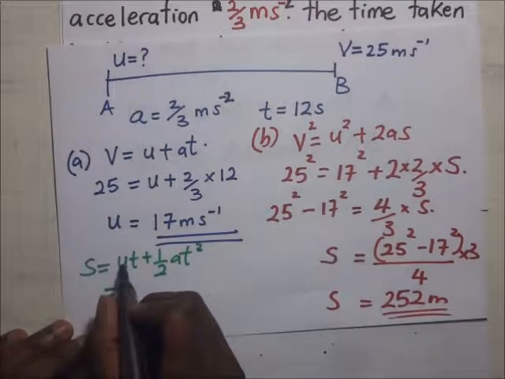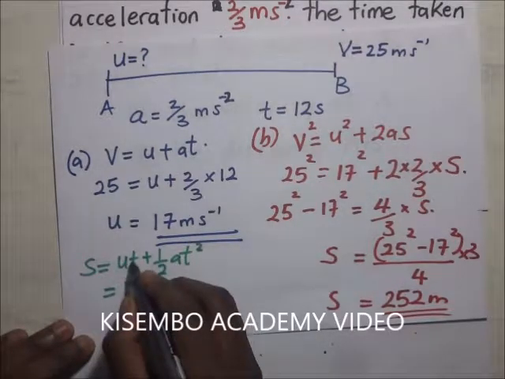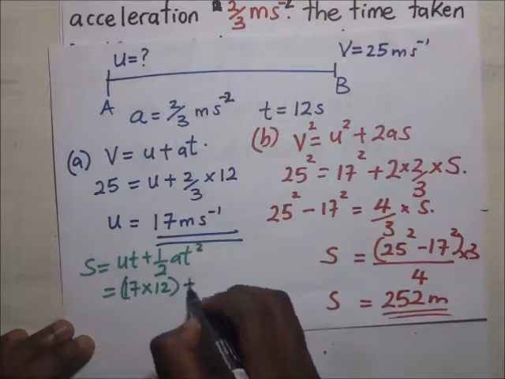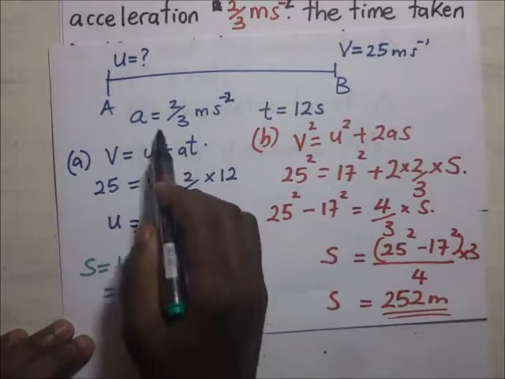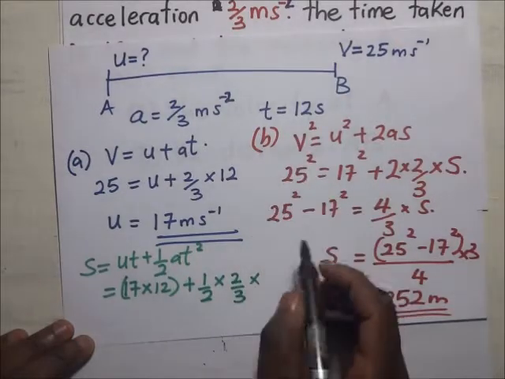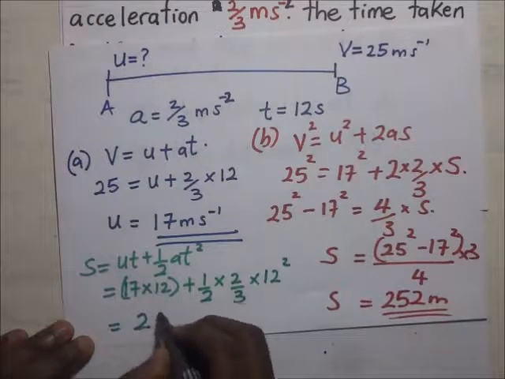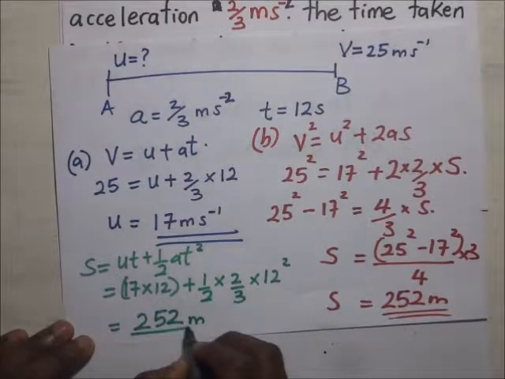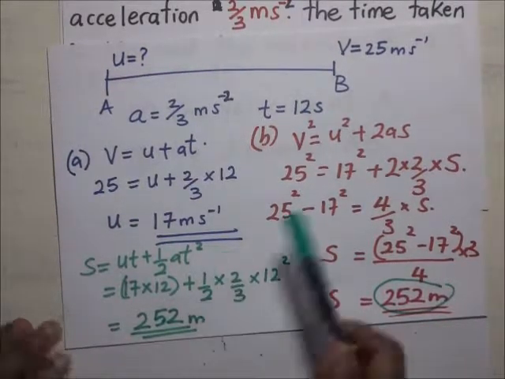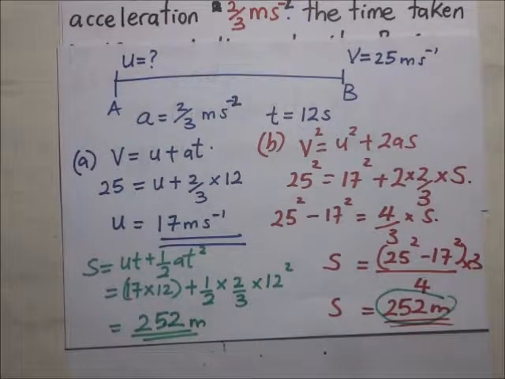Now the initial velocity U is 17. We got it here, so it's going to be 17 times the time. The time taken to move from here to here is 12, times 12 plus 1/2 times the acceleration. The acceleration is 2/3 times time squared. Time is still 12 squared. And when we add all this up, you still end up with 252 meters. 252, just the same as this. So with part B, you can use this or you can use that formula. Either way, you will still be able to get the same answer.